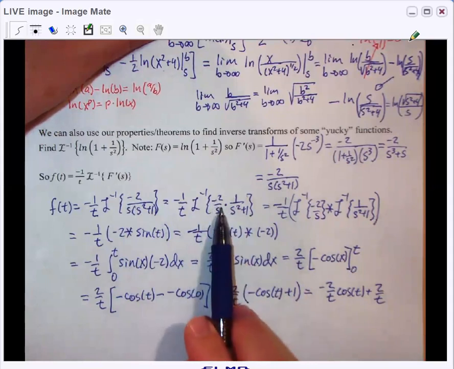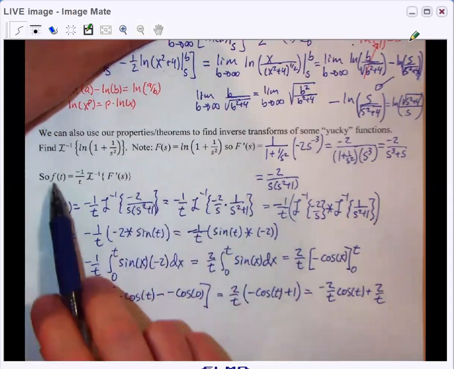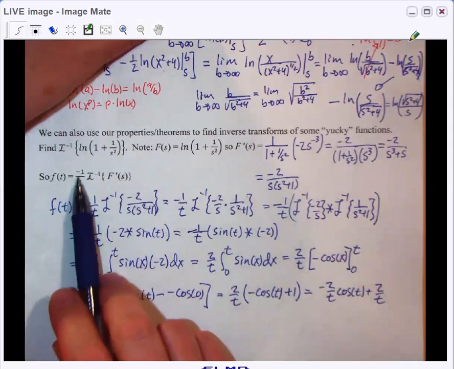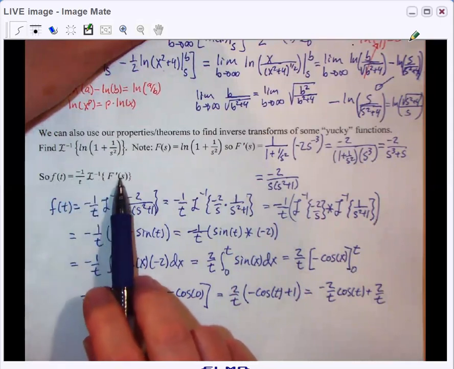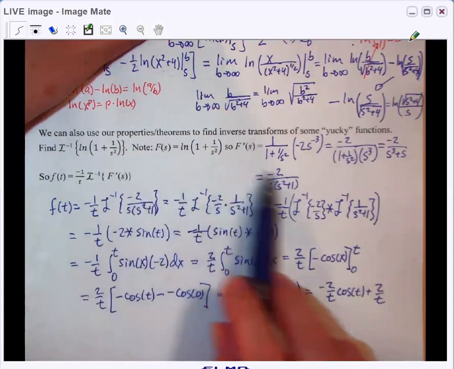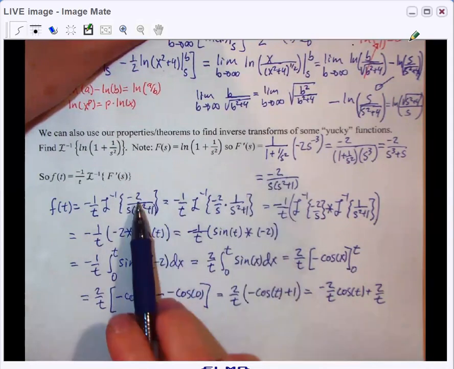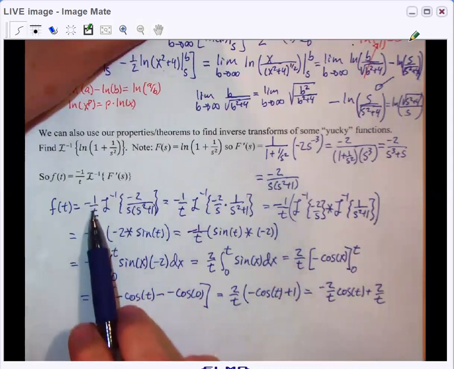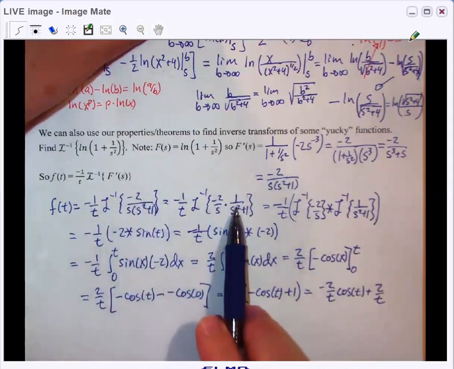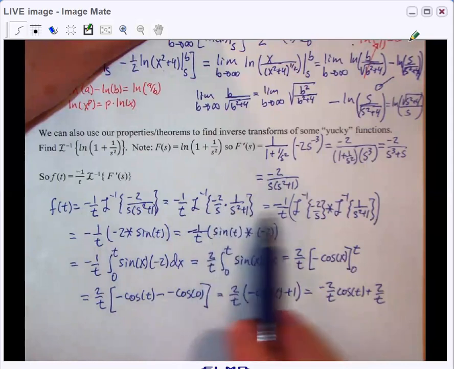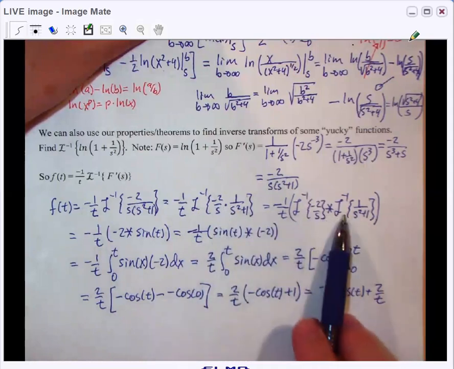Which is nifty because that actually breaks down as a product of known inverse Laplace transforms. So like we saw with our theorem earlier, f of t is equal to negative 1 over t times the inverse Laplace transform of f prime of s. We now know what f prime of s is. So we've got negative 1 over t, inverse Laplace transform of that, which breaks down into two easier to manage pieces. So I can use my convolution.